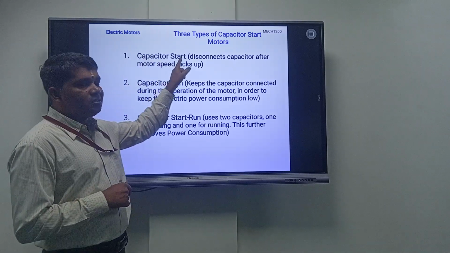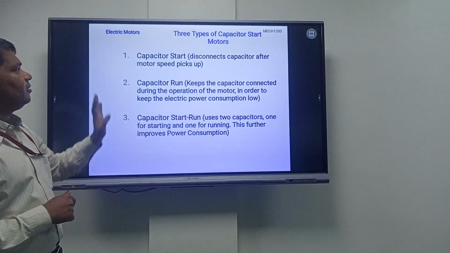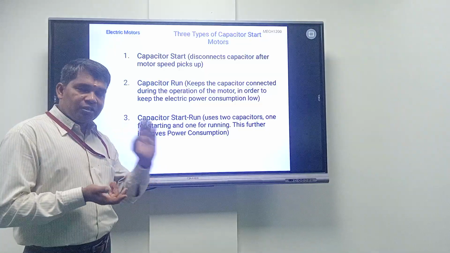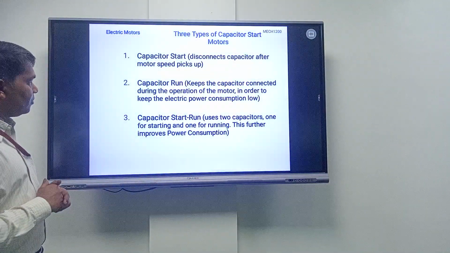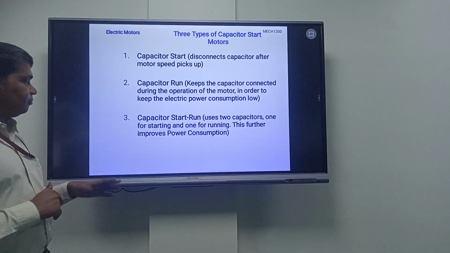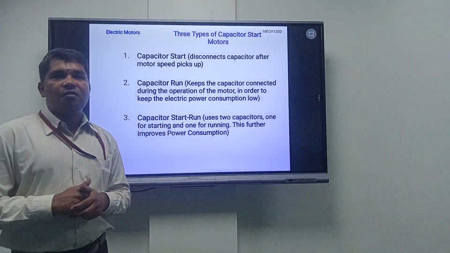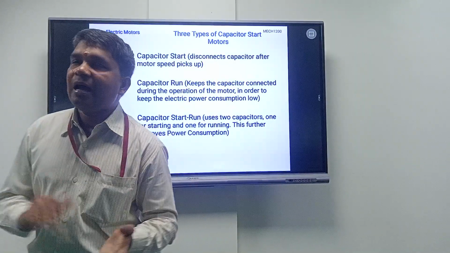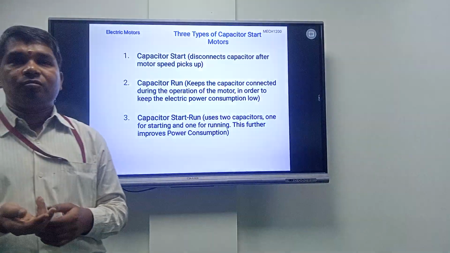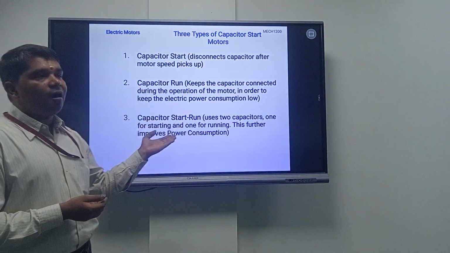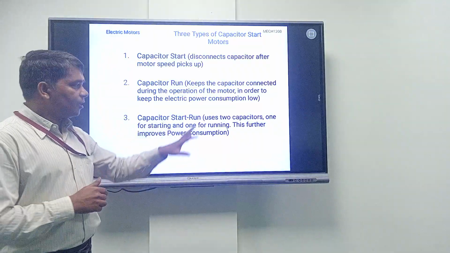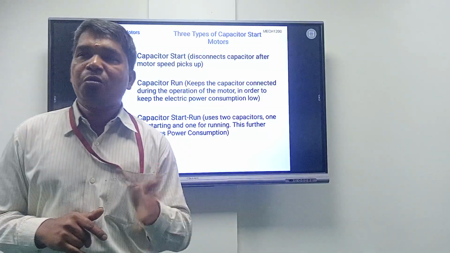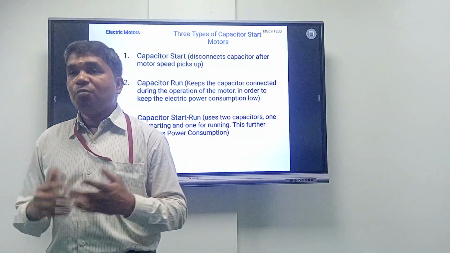Capacitor start means after starting the motor you can disconnect the capacitor. Capacitor run means after the motor is running, the capacitor still remains present in the motor. In the capacitor start and run case we will be using two capacitors, one for running and another for starting. At the time of starting one capacitor will be used, and after the motor is running, the other capacitor will be used. Both capacitors play an important role in improving the power factor, because we know a lower power factor causes more losses.